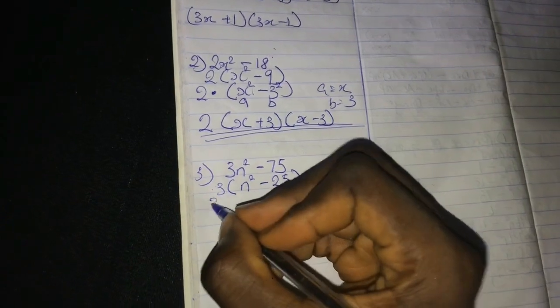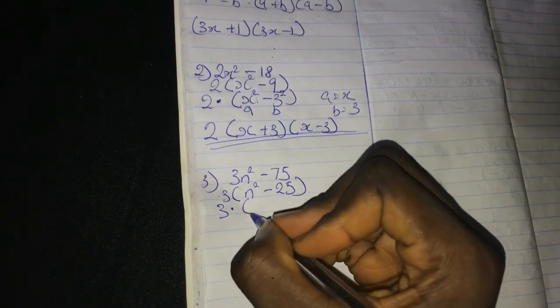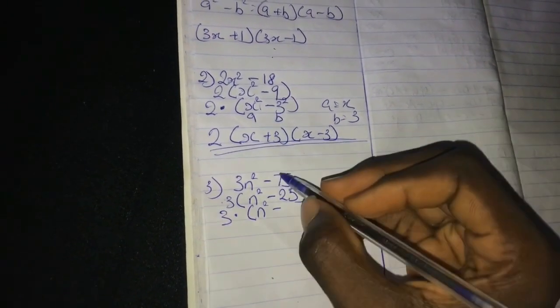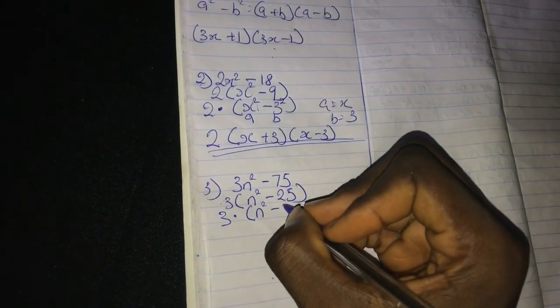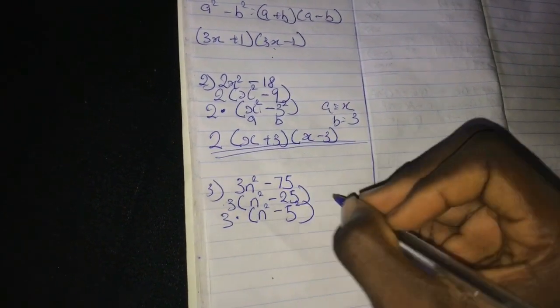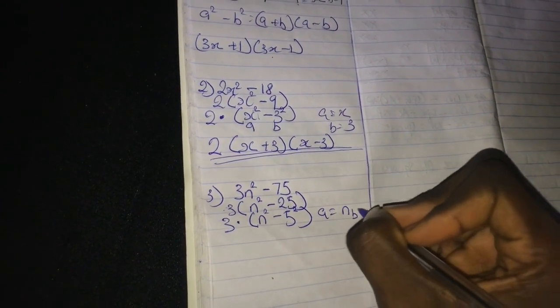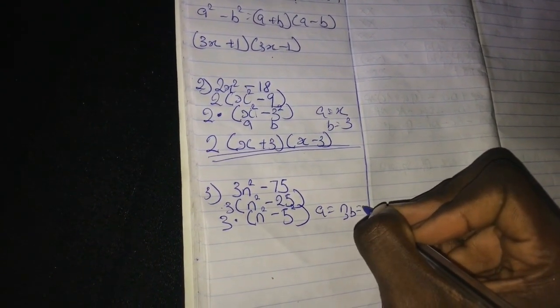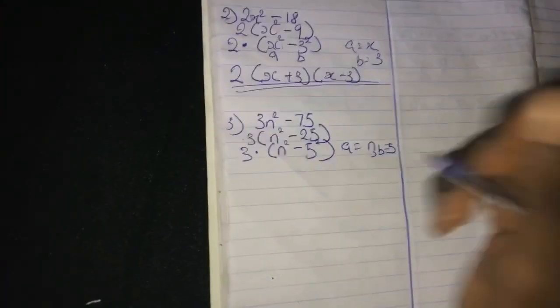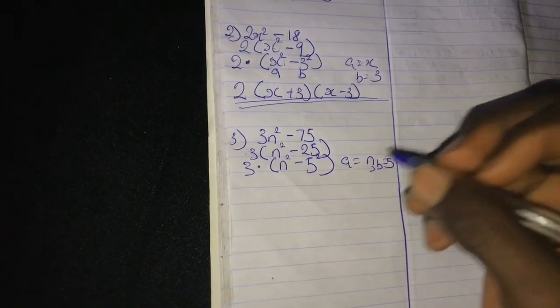So remember, I put this 3 on one side. Then you have n squared minus what? 5 raised to power 2 is what? 25. So we have 5 raised to power 2, close bracket. Our a here is what? n, and our b is what? 5. And we know the formula, a plus b and a minus b.